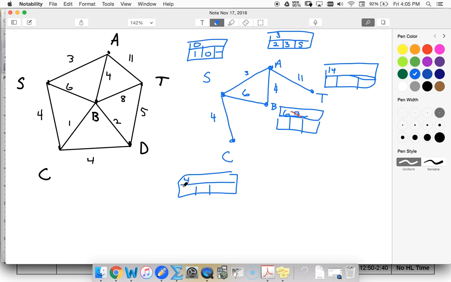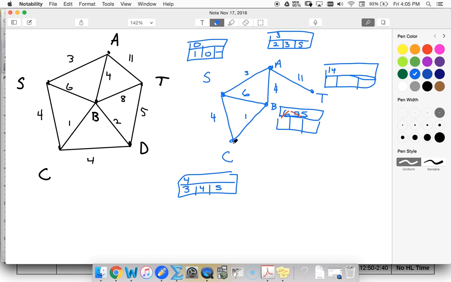That has a label of 3. It has a distance of 4, and it comes from point S. For my next one, I'm going to draw in my next set of vertices after C. I'm going to come up to B. That has a length there of 1. So 4 and 1 makes 5. So I'm going to cross out my 6 and add in a 5.